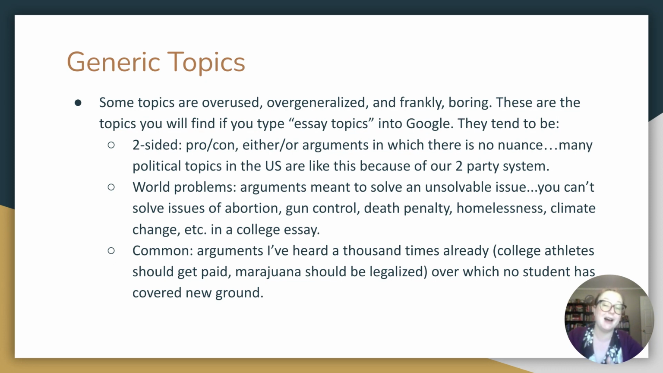And so they're usually very two-sided, pro-con, either-or arguments, which I told you is not what you're going for here. You're not going for pro or con, either or, for or against. You want something that's more nuanced than that. Many political topics in the U.S. are two-sided because of our two-party system, and so often they don't work for an essay in which you're trying to find a nuanced way to talk about something, and a new way to think about something.